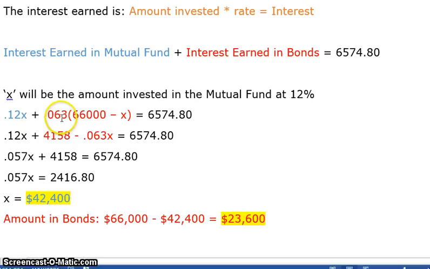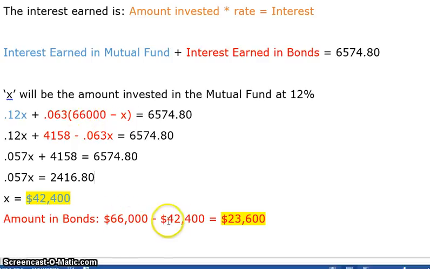And from here we're going to use algebra, distribute through here, you'll get this. Take 0.12x minus 0.063x and you'll get 0.057x. Subtract this value from both sides. And now divide both sides by 0.057. And you'll get X, which is the amount in the mutual fund, is 42,400, which means the amount in the bonds then is just like we had up here, 66,000 minus X.